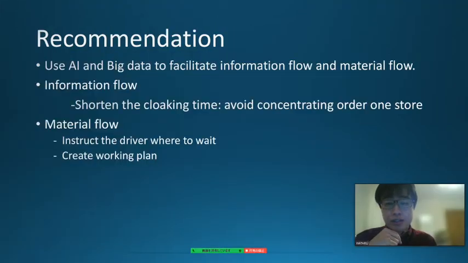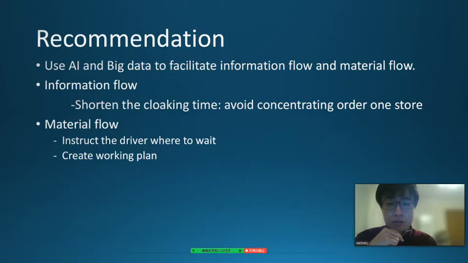Thanks, Eddie. Here, I would like to introduce a recommendation. In this measurement, we found that there is a significant difference in the preparation time of restaurants. Therefore, in order to minimize the difference, GrabFood can use AI and big data to facilitate information and material flow. GrabFood cooperates with some popular restaurants such as McDonald's to actively share information. Here are two examples. AI and big data can be used to shorten the cooking time, to avoid concentrating orders in one store, share information, and try to divide the work of cooking.